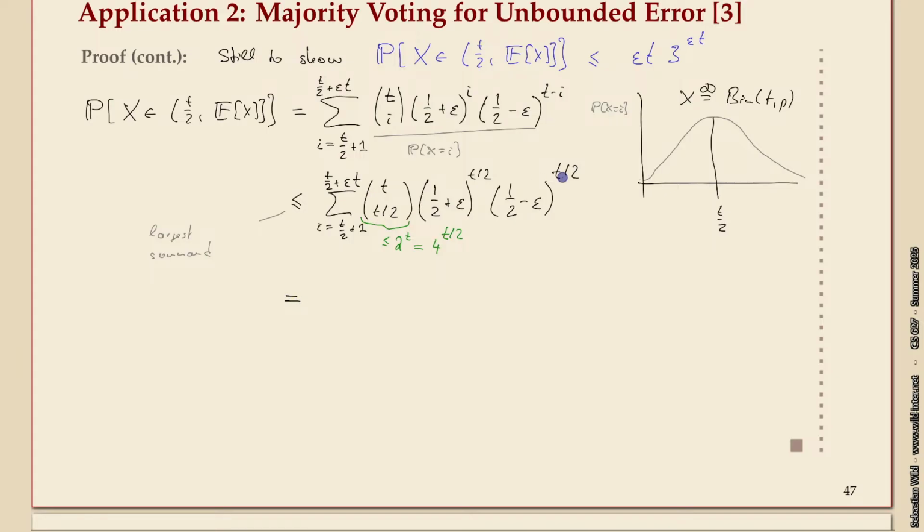The trick with changing the sum is that now all summands are the same, so I just get the number of summands, which is epsilon t, times the summands themselves. And there we have 4 to the t/2, and then these guys all to the t/2, so it's one big exponential: (1/2 plus epsilon)(1/2 minus epsilon), and the whole thing to the power t/2.